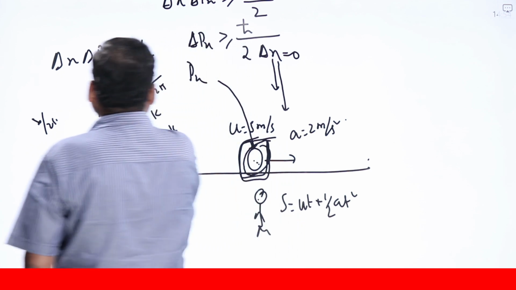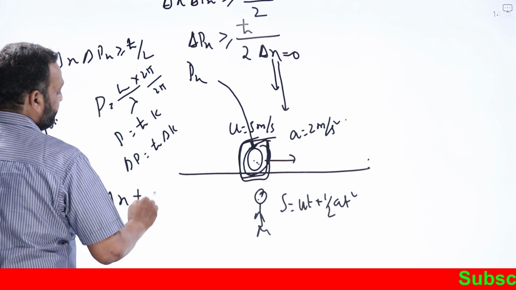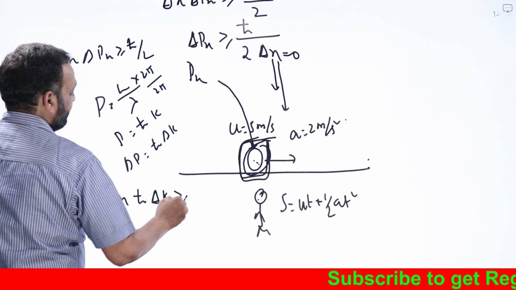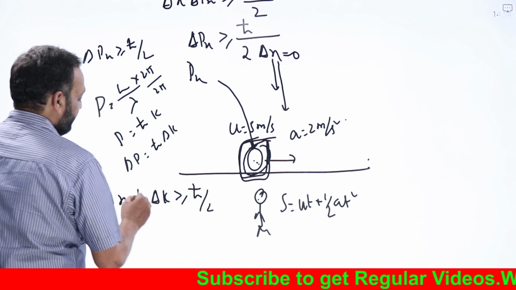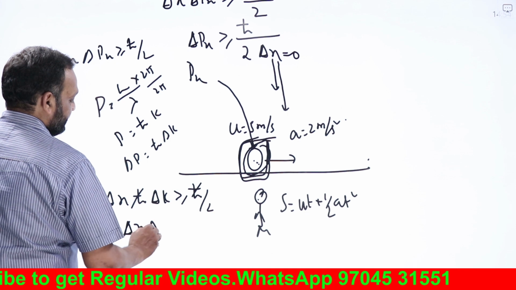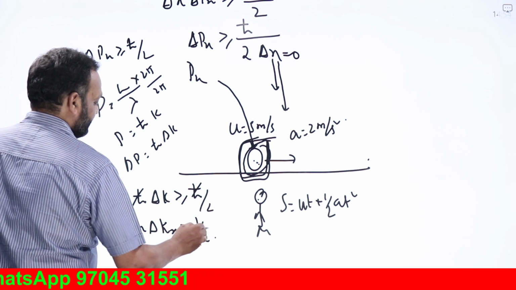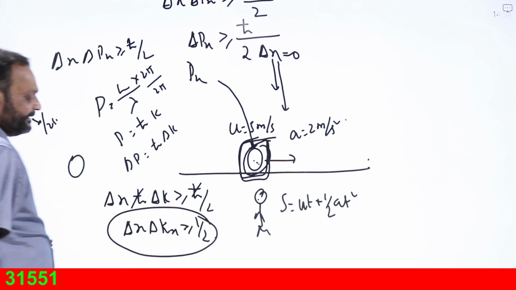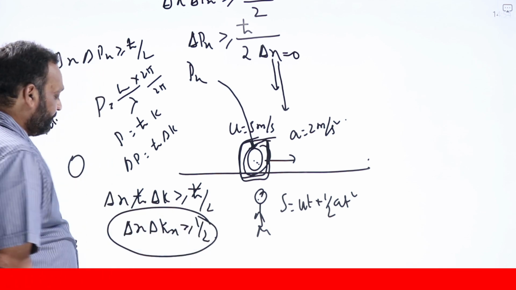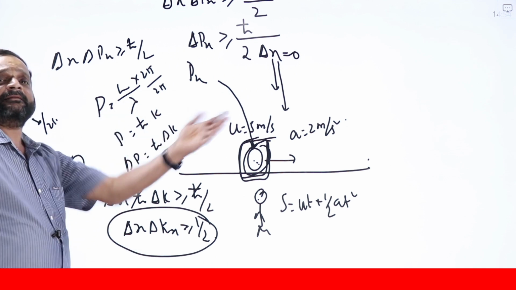Now substitute this value in the equation. It is delta x into h bar into delta k greater than or equal to h bar by 2. This h bar gets cancelled. The other form of the uncertainty principle is delta x into delta kx greater than or equal to half. This is another form of the uncertainty principle, where k is the propagation constant, k equal to 2 pi by lambda, where lambda is the de Broglie wavelength.